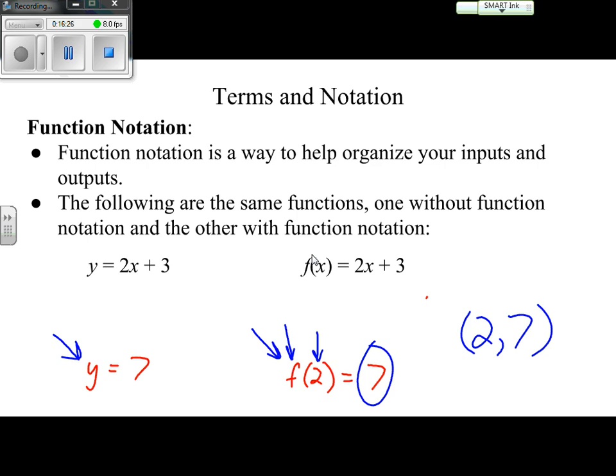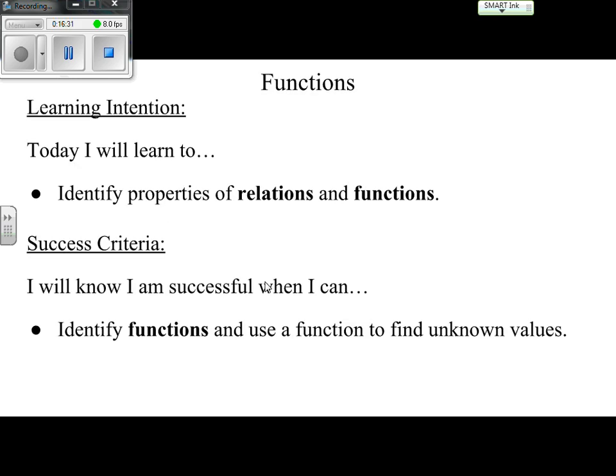All right, and that is our lesson for today. We looked at functions. We looked at what makes something a function, what makes it a relation, and then used functions to find unknown values, including function notation.